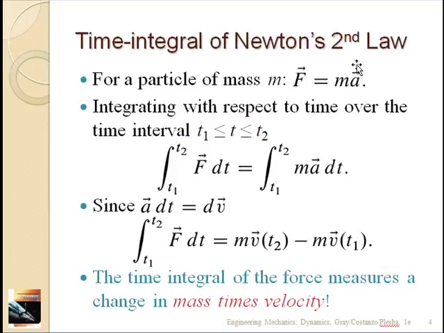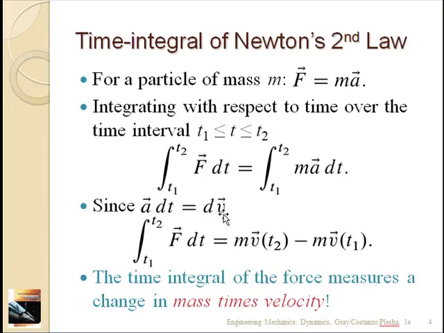So we can get this essentially by time integration of Newton's second law. So we start with F equals ma, and we integrate both sides of this over some time period from T1 to T2. So the integral from T1 to T2 of F dt is the integral from T1 to T2 of ma dt. And that's true since F equals ma at any instant in time, then this is true over this time interval T1 to T2.